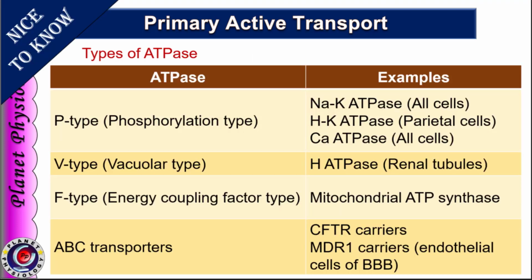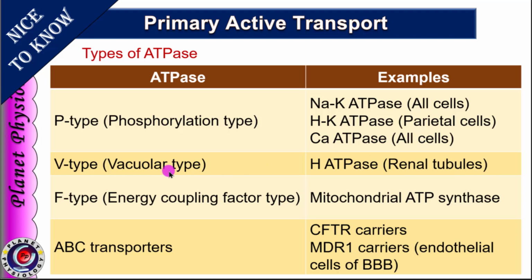As I mentioned earlier, these pumps are also called ATPases due to their ATPase enzyme activity. They are of 4 types. P-type, that is phosphorylation type ATPases, include sodium potassium ATPase, hydrogen potassium ATPase and calcium ATPase. These carriers work on the basis of phosphorylation and dephosphorylation, as we have studied in the sodium potassium pump.